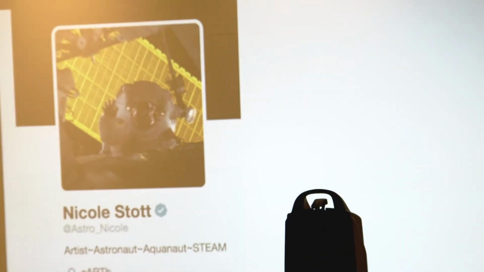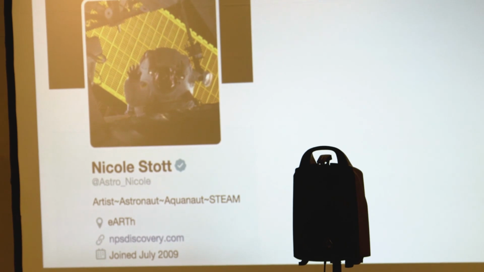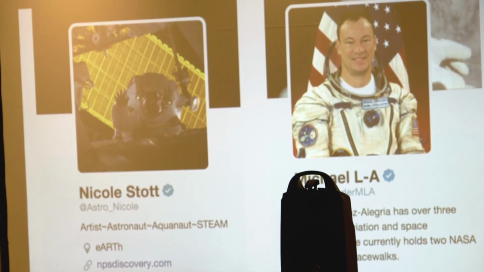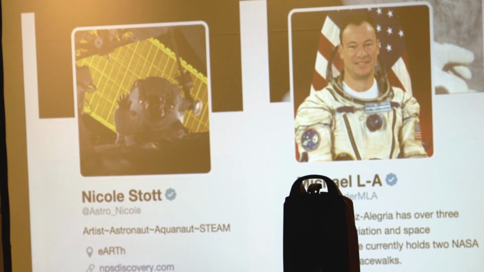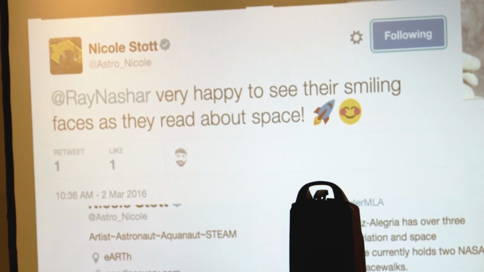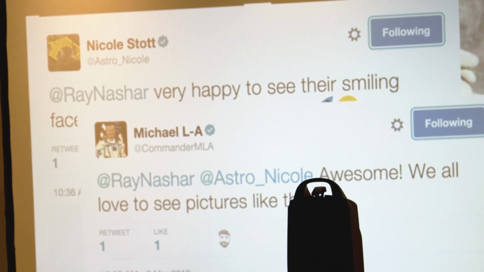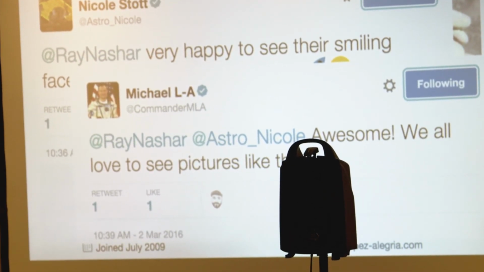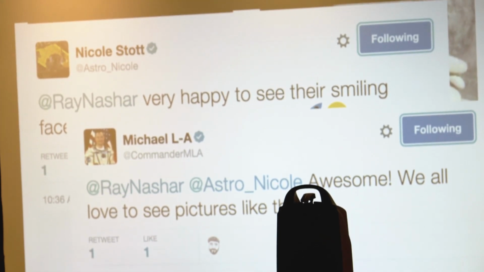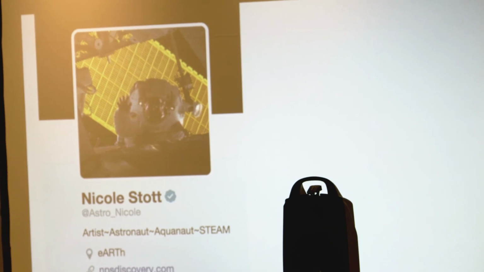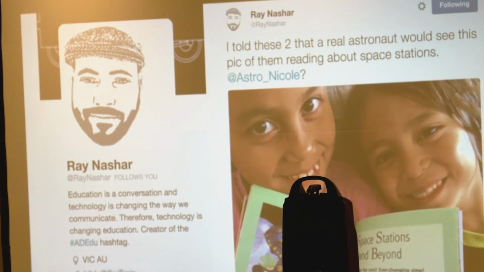So he tweeted some astronauts. He tweeted Nicole Stott, who works at NASA, and Commander Michael Lopez Alegria, and they responded, and they started tweeting with his children. He tweeted NASA itself. They tweeted back. They even mailed to Australia a little NASA patch for his kids from the United States. And his kids obviously were tickled, and they think their dad is the biggest hero in the whole wide world because they ask and it happens.